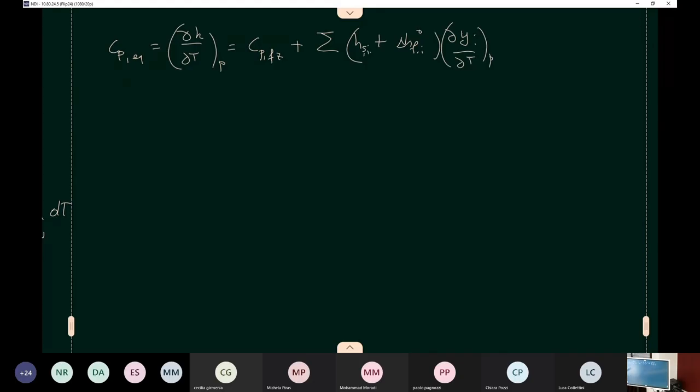So you see that we have an additional term that can lead to values of Cp which are quite different from the frozen one. I wouldn't talk much about the value of these different values of Cp, but it's important to know that there are different values, and they of course can be used, provided that we know what is the meaning of the specific heat we are using.